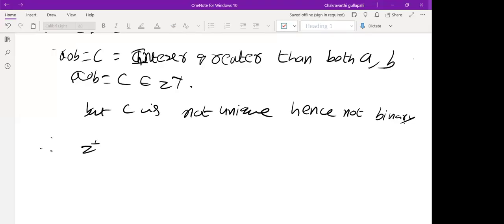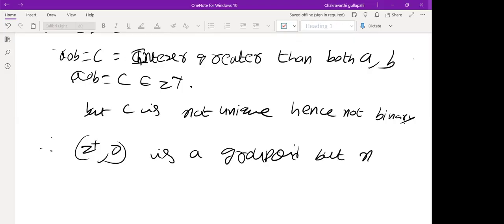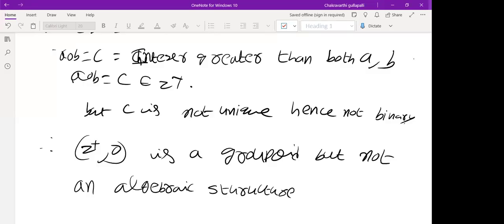Therefore, this Z plus comma circle is a groupoid, but not an algebraic structure. Why is it not an algebraic structure? Because circle is not a binary operation. It is a groupoid; closure is satisfied. What does closure mean? A circle B should belong to Z plus. It need not be unique. It is there in Z plus, but it is not unique. Therefore, Z plus comma circle is closed. The closure axiom is satisfied, but not uniqueness. So circle is not binary. Hence, this is a groupoid, but not an algebraic structure.